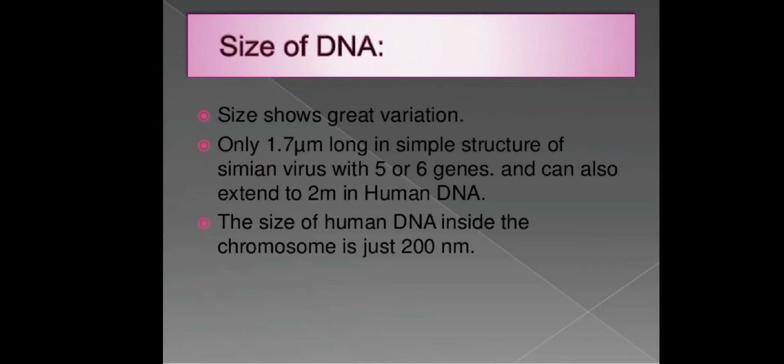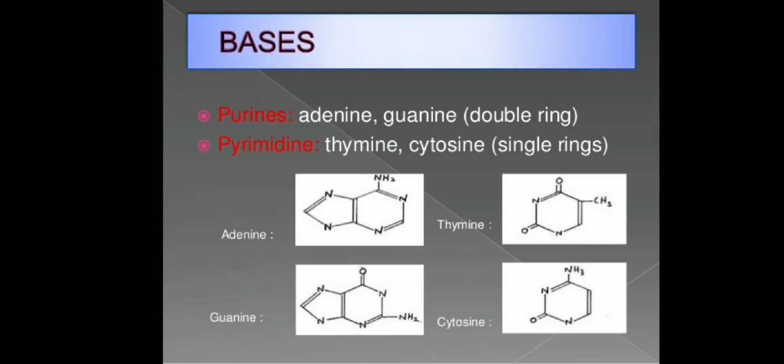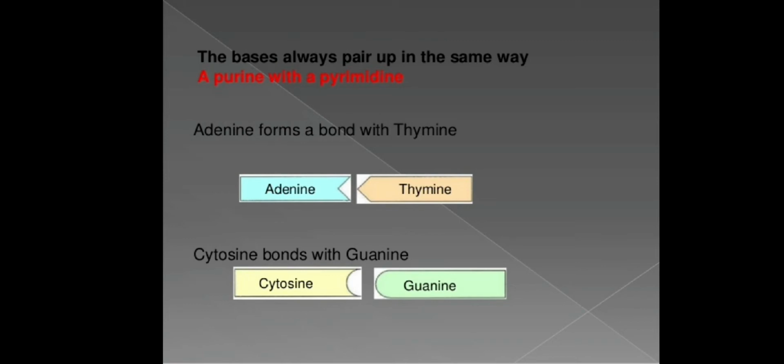Okay, 200 nanometer. That is the size of human DNA inside the chromosomes, just 200 nanometer. Let's now focus on the nitrogenous bases. In the purines, we have adenine and guanine, in a double ring, and in the pyrimidines, we have thymine and cytosine, in a single ring. Next slide. The bases always pair up in the same way, a purine with a pyrimidine.